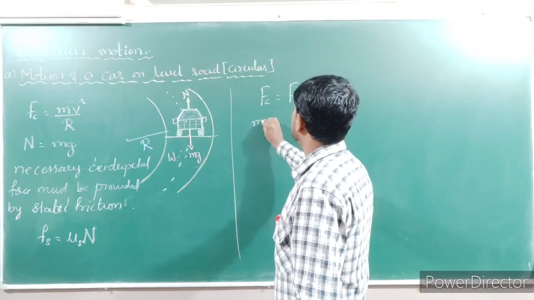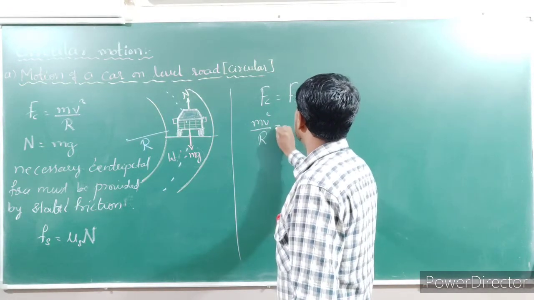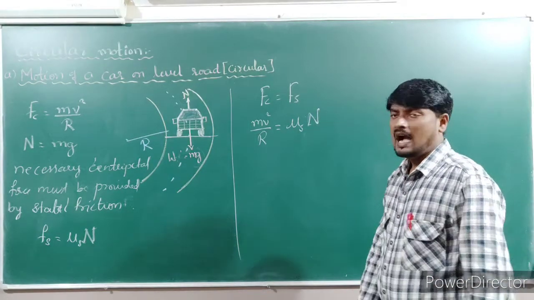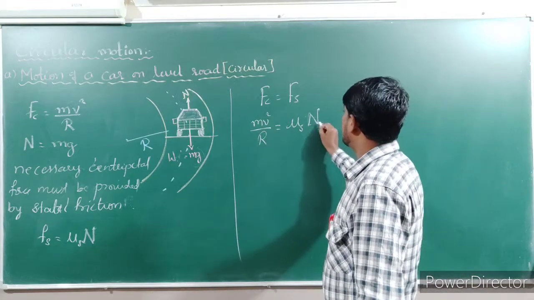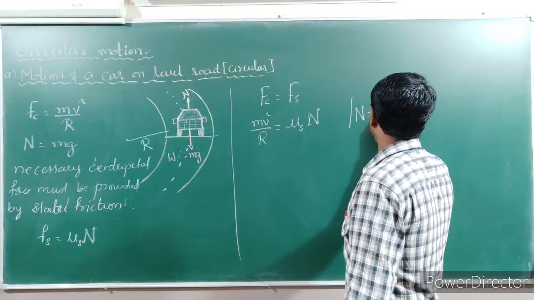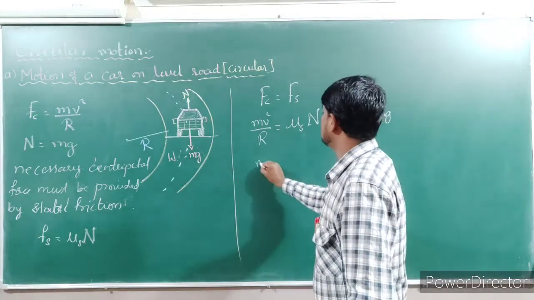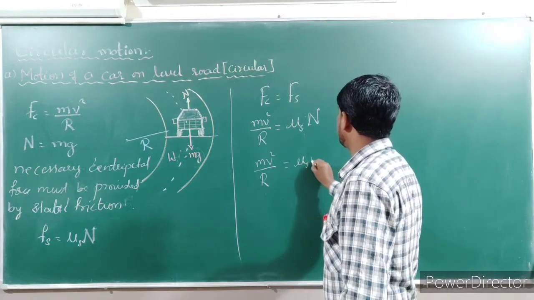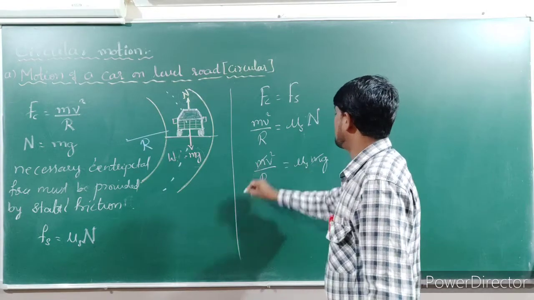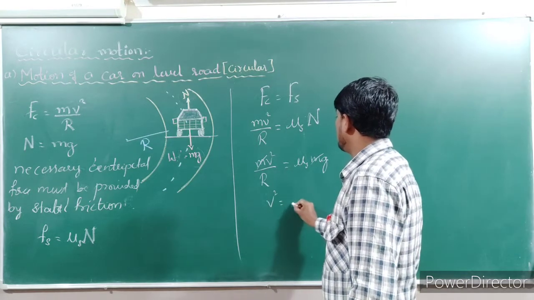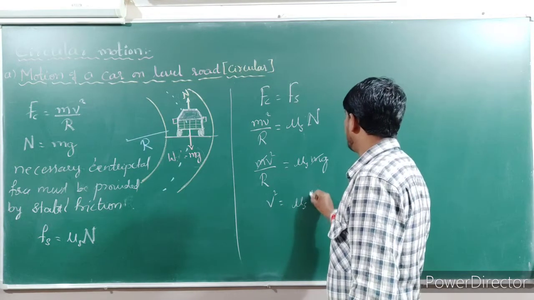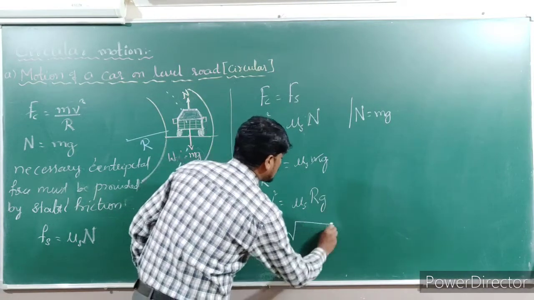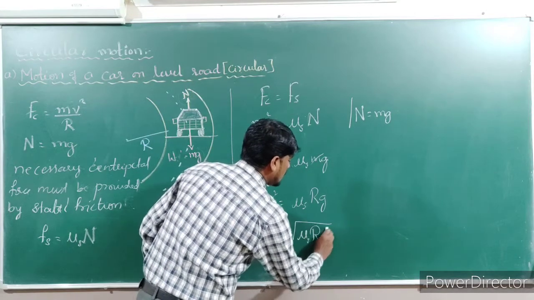Then Fc is given by mv square by r, which is equal to mu s into N. We know N equals mg. Substituting here, I get mv square divided by r is equal to mu s into m into g. M gets cancelled. So finally, v square equals mu s into r into g. Then v equals the square root of mu s into r into g.